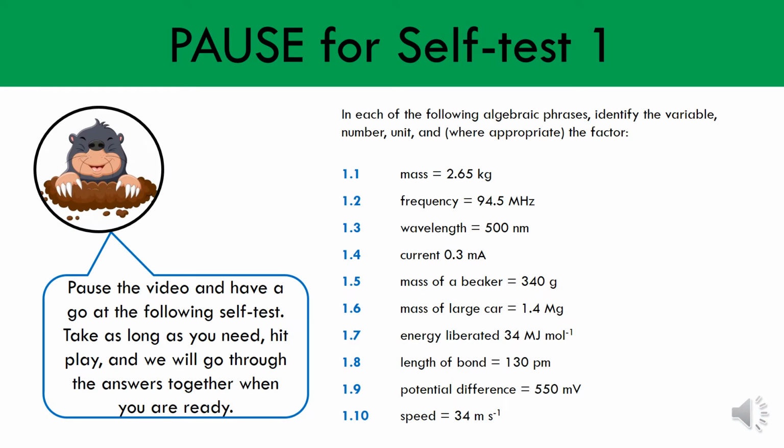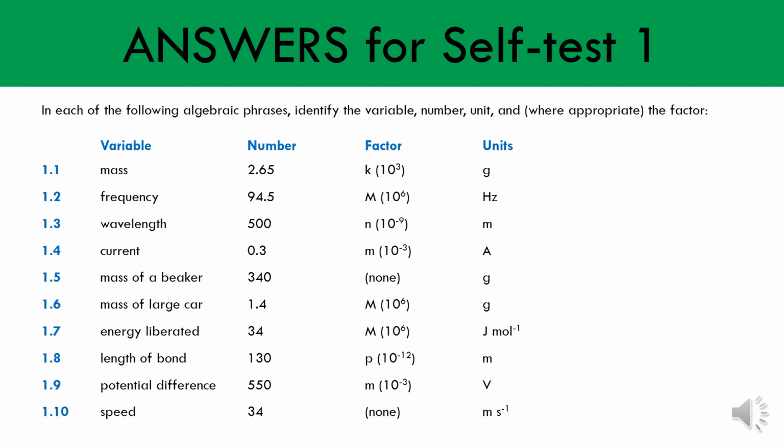So what I'd like to do here is pause for self-test 1. In each of the following algebraic phrases, I would like you to identify the variable, the number, the unit, and where appropriate, the factor. Now it may seem basic, but have a go, work your way through them. The answers will be on the following screen when you're ready. So here are the answers to self-test 1. Pause the video, see how you did.